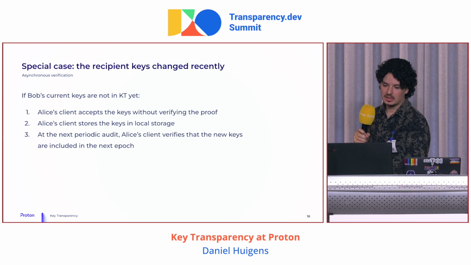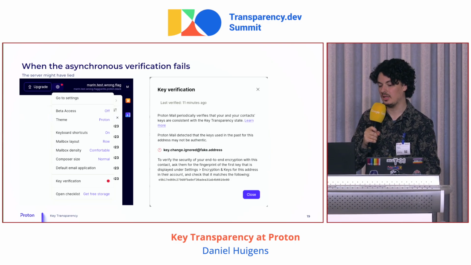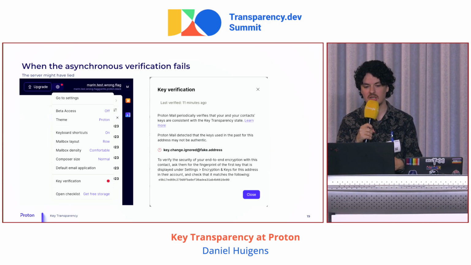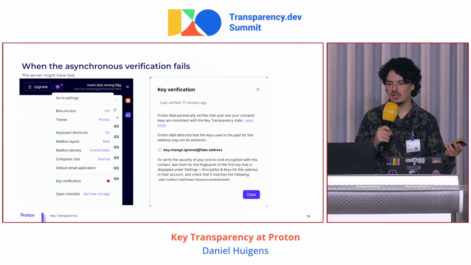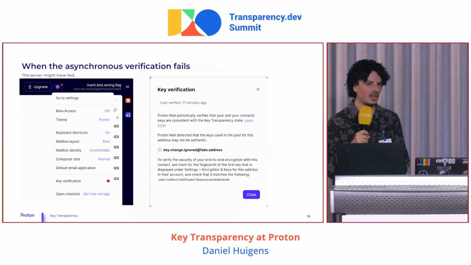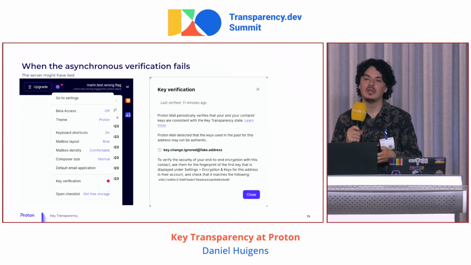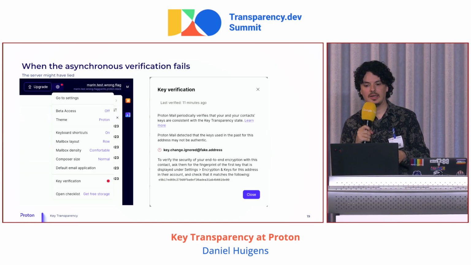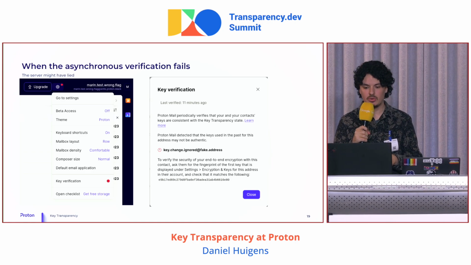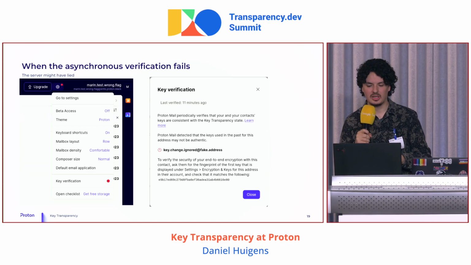And if that doesn't happen, you again get an error in the same place as the self audit error, saying that you got a key for some address that actually was not the one that ended up being included in key transparency within 72 hours, and it tells you to go and check the keys.